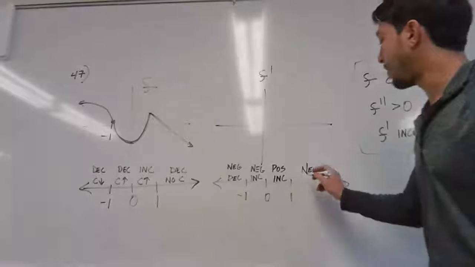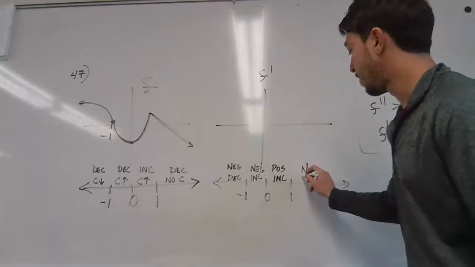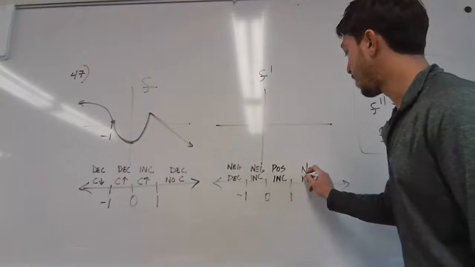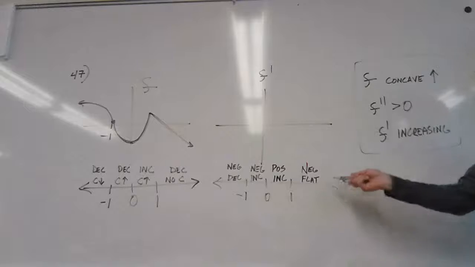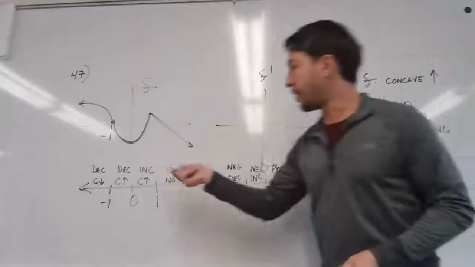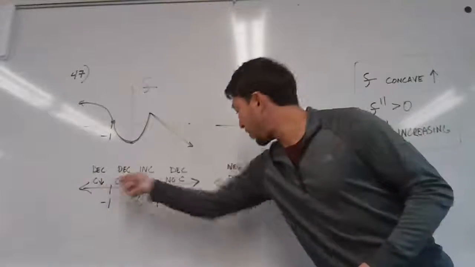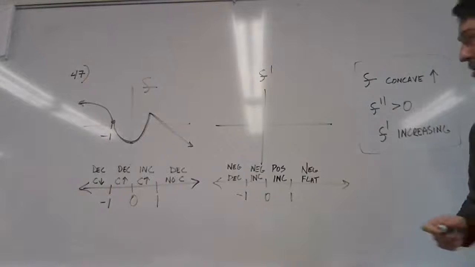Lastly, f is decreasing, which means f prime is a negative value. And then there's no concavity, so this would be no slope, or slope is 0, I should say. Yeah, flat. Not increasing or decreasing, right? So concave up means I'm increasing, concave down means I'm decreasing. A linear f means a constant f prime. So let's try to graph it now.